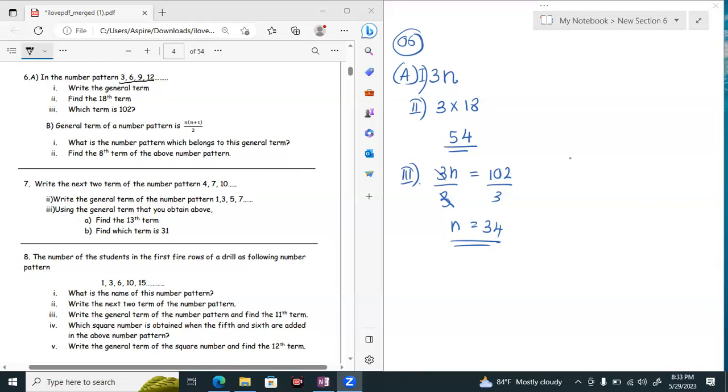Okay, try to do part B. General term of a number pattern is given. Then which number pattern is this one? What is the number pattern which belongs to this general term? It is a triangular number pattern.